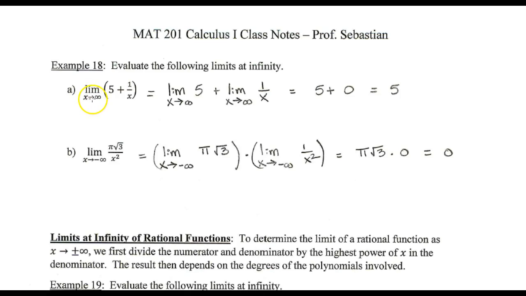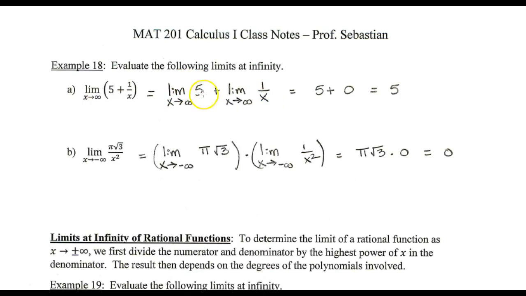The limit as x approaches infinity, in other words, as x gets unimaginably big and positive, right? X approaches infinity of the function 5 plus 1 over x. So this is really a sum of two functions, so I can break it up into two limits. The limit as x approaches infinity of 5, plus the limit as x approaches infinity of 1 over x.